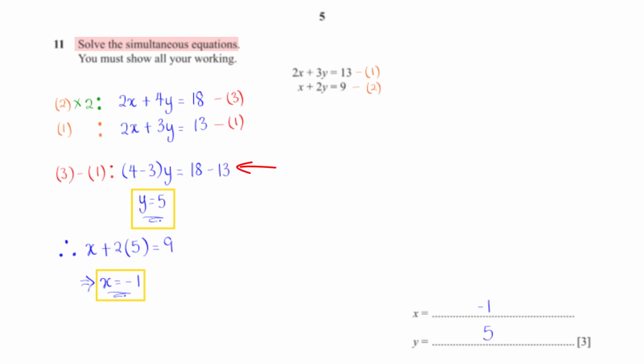So when we subtract equation 3 from equation 1, we have 2x minus 2x giving us 0 and cancelling out. 4y minus 3y equals 18 minus 13. So 4y minus 3y gives us y, and 18 minus 13 gives us 5. And so we have y equals 5. So now that we have found the value of y, we can substitute this value into any of the equations to find the value of x. And so when we put it in equation 2, we get x plus 2 times 5 equals 9. 2 times 5 gives us 10. And so x is equal to 9 minus 10. And that gives us x equals negative 1. And so our answers here are x equals negative 1, y equals 5.